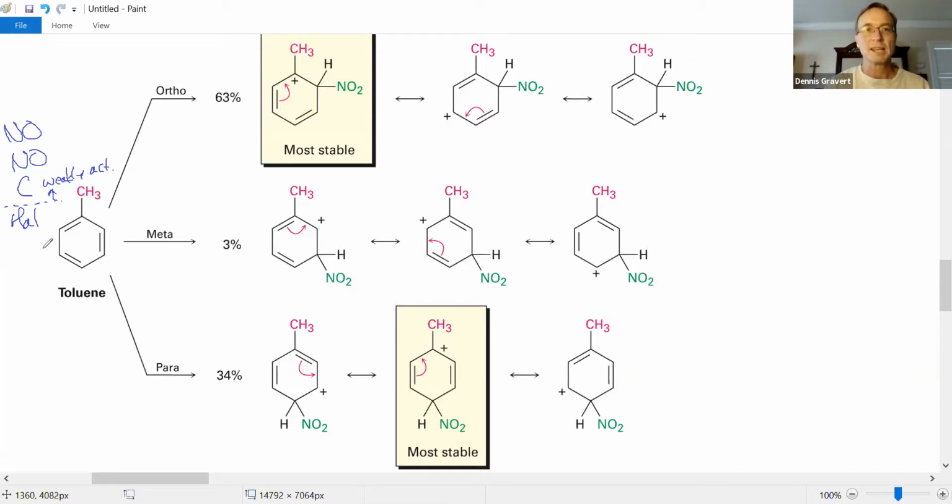Okay, so what's happening here? Well, same set of resonance structures. We're just changing the alkyl group to a methyl group. However, methyl doesn't have a lone pair. So if it goes ortho, so the top first, and the nitro group goes ortho next door to the methyl group, the plus charge is here, right next to the methyl, but the methyl doesn't have a lone pair to create that nice fourth resonance structure.